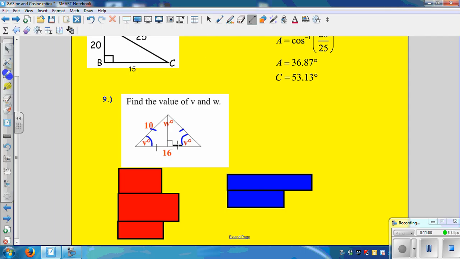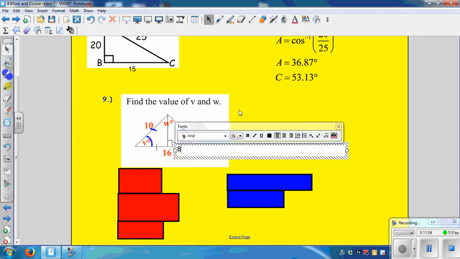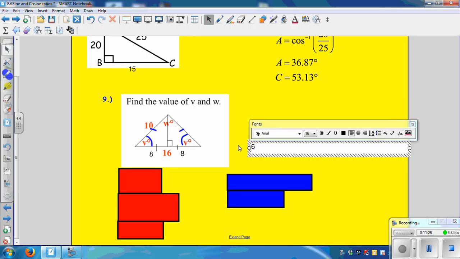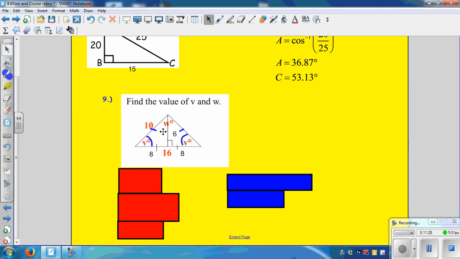So these two pieces are congruent, and those are both 8s. There we go. Now furthermore, if you look at one of these right triangles, they have a hypotenuse of 10, and they have a leg of 8. This is also a Pythagorean triple, so that tells me that the altitude that I drew in was a 6. So from here you can go ahead and do some calculations for V and for W.